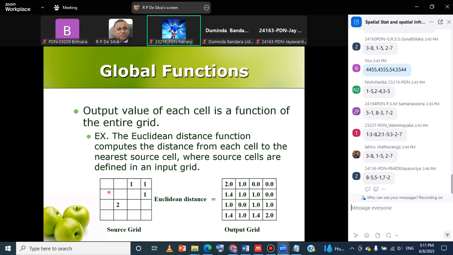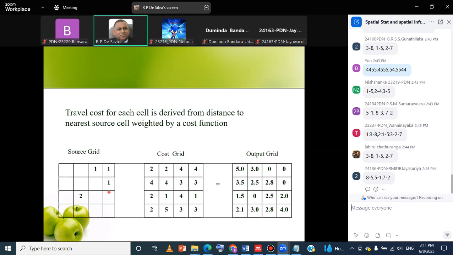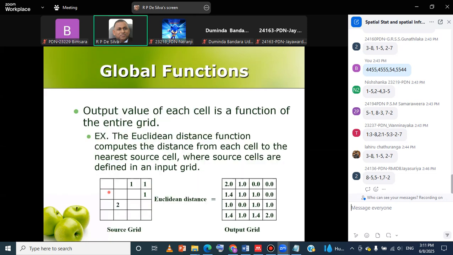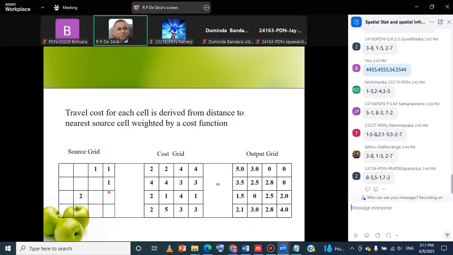Now, travel cost for each cell is derived from the distance to the nearest source cell, weighted by a cost function. In the earlier case, we just had the distance function only. We have the source grid, we define the distance function, which is Euclidean distance, and we get the output. Now here, we have one thing extra: we have a cost grid also. Now I'll give you an example.